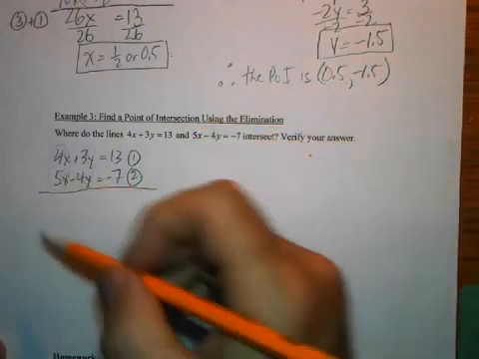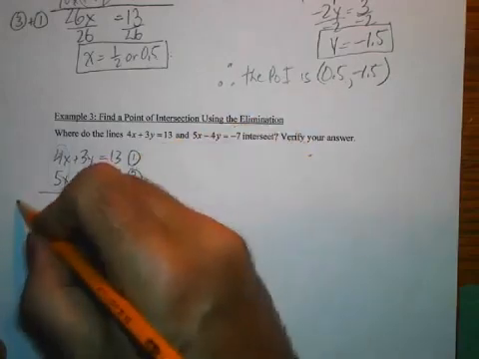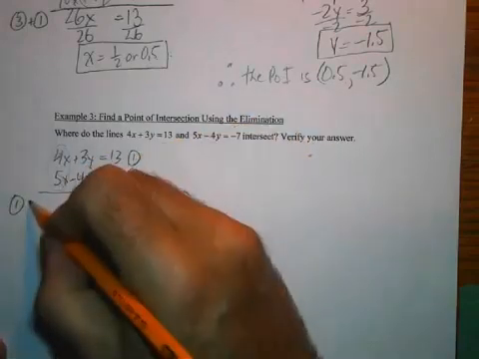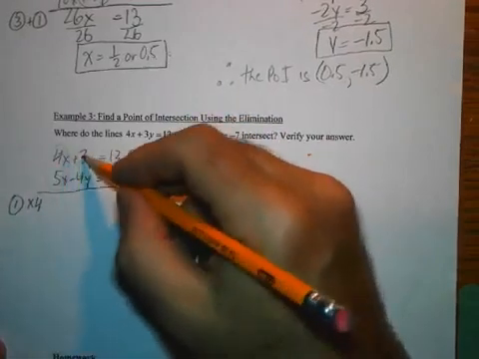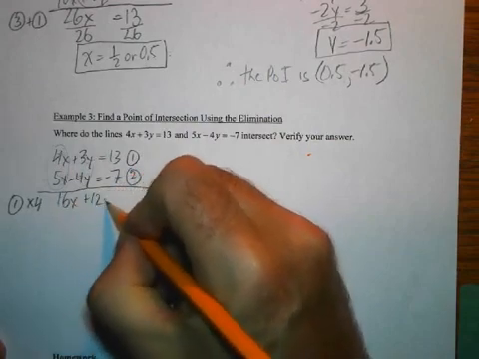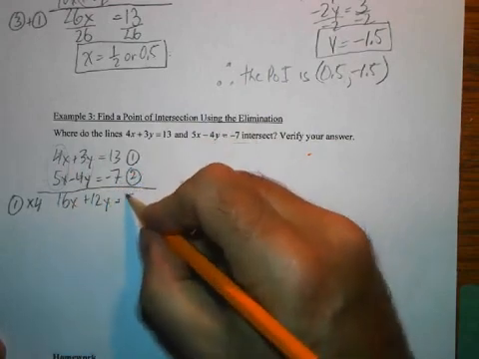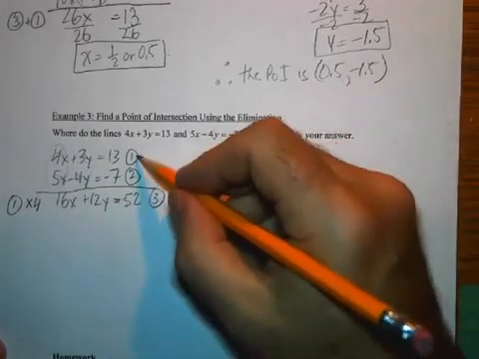Okay, so I'm going to say equation 1, multiplying that by 4. So when I do that, multiply each of these by 4, I get 16x plus 12y equals 52. That's equation 3, which came from 1, obviously.